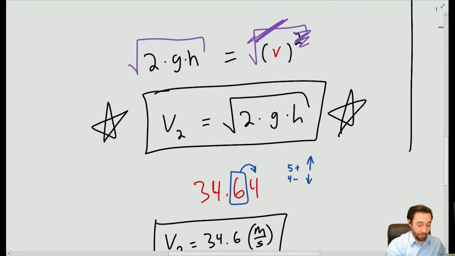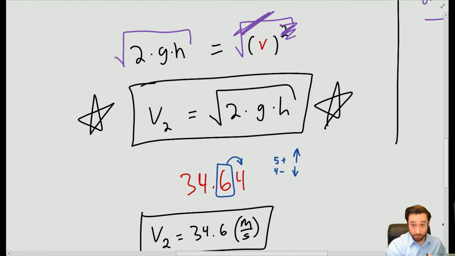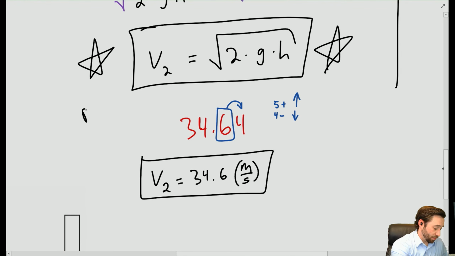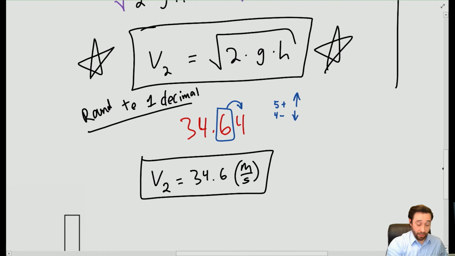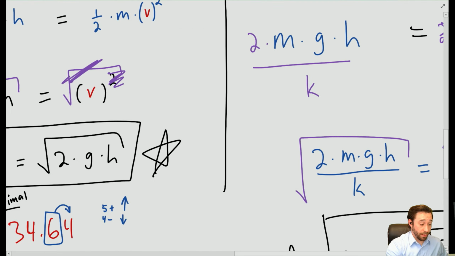So all I did was I plugged in the values for gravity and the height into this equation, and then I got my value for velocity. And with this one I said round to 1 decimal. And we reviewed how to round properly.